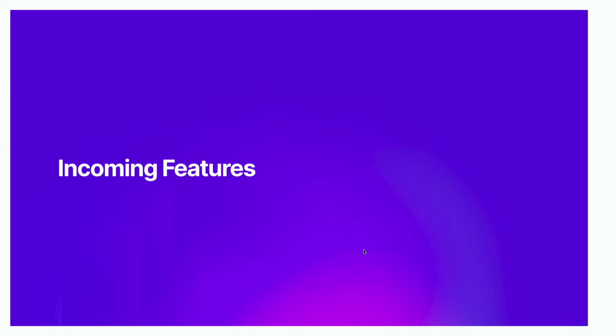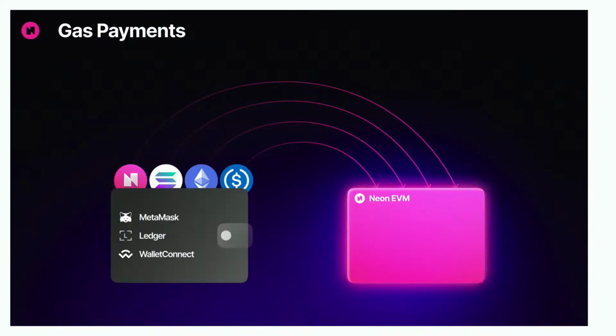And just before going into the tutorial, I want to give you an insight into our incoming features, which is the multi-gas payment feature. We are experimenting with it, and most probably we'll be launching it soon. Right now when you do a transaction, you can pay only in the native token Neon, but we are trying to do multi-gas payments, where you can pay with Sol or with any other ERC20 tokens.